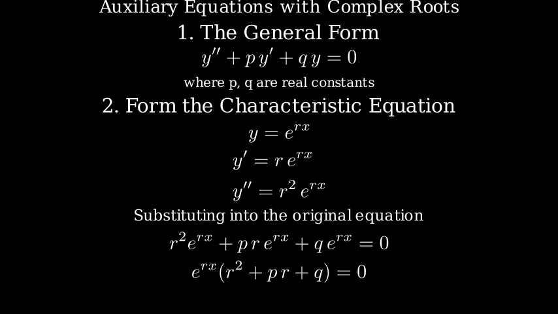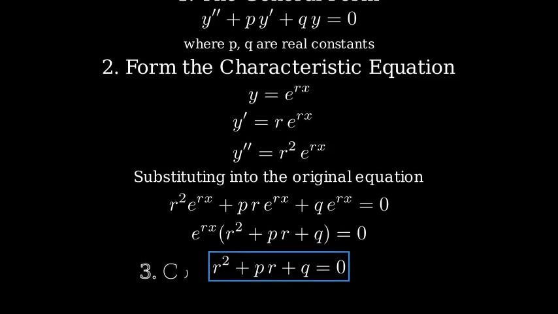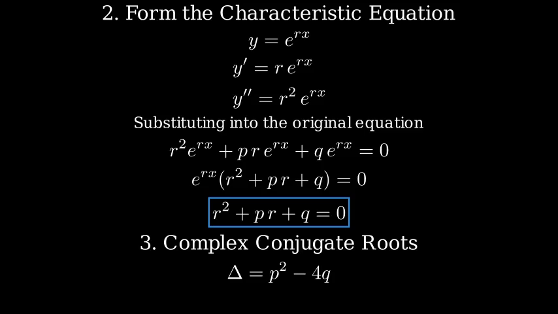We can factor out e to the power rx since it's never 0, and we're left with r squared plus p r plus q equals 0. This is our characteristic or auxiliary equation. Now, let's focus on the case where this quadratic has complex roots. This happens when the discriminant delta is negative. The discriminant is given by p squared minus 4q.